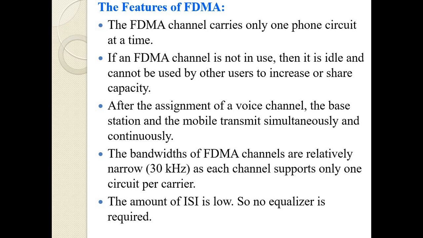And after the assignment of the voice channel, the base station and the mobile transmit simultaneously and continuously, and because of this we need to provide sufficient duplexing. So a duplexer is needed here in FDMA. The bandwidth of the FDMA channels allocated is 30 kHz, and as each channel supports only one circuit per carrier, and the amount of intersymbol interference is less in FDMA, no equalizer is required.